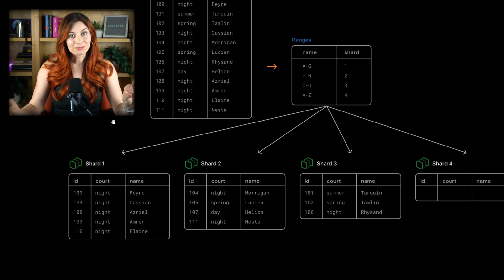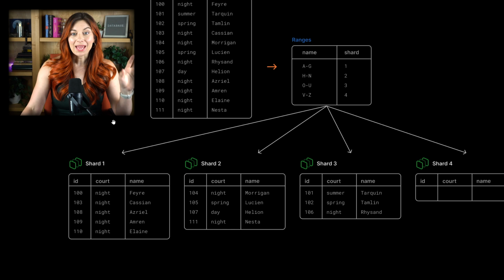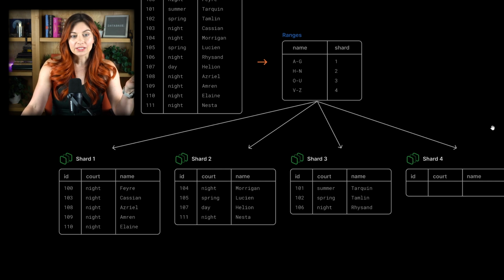Now, the problem with this setup might be immediately clear to you. Depending on the ranges you choose and the shard key you choose, you could easily end up overloading shards again. So, as you can see here, shard 1, we ended up with 5 members, and shard 4 has 0.